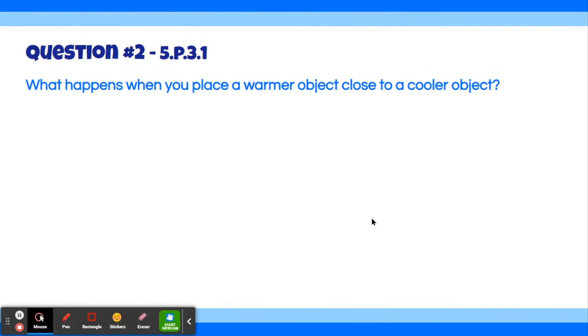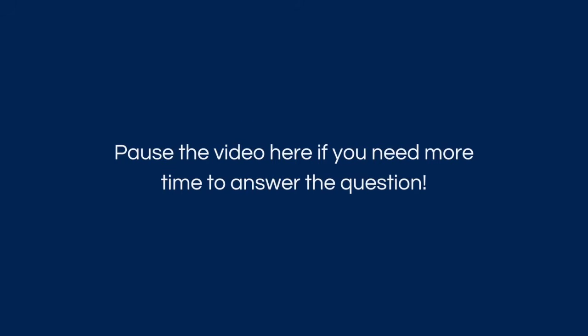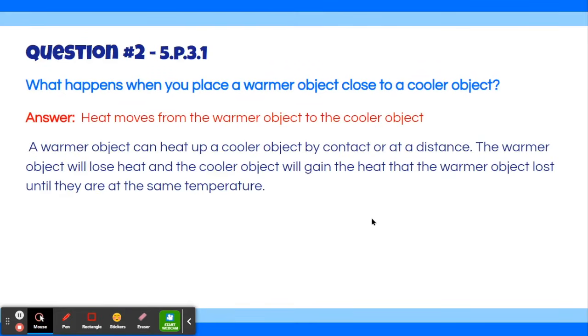Okay, moving on to question number 2. What happens when you place a warmer object closer to a cooler object? Well, heat moves from the warmer object to the cooler object because a warm object can heat up a colder object by contact or at a distance. The warmer object will lose heat, and the cooler object will gain the heat that the warmer one has lost, until they are at the same temperature.